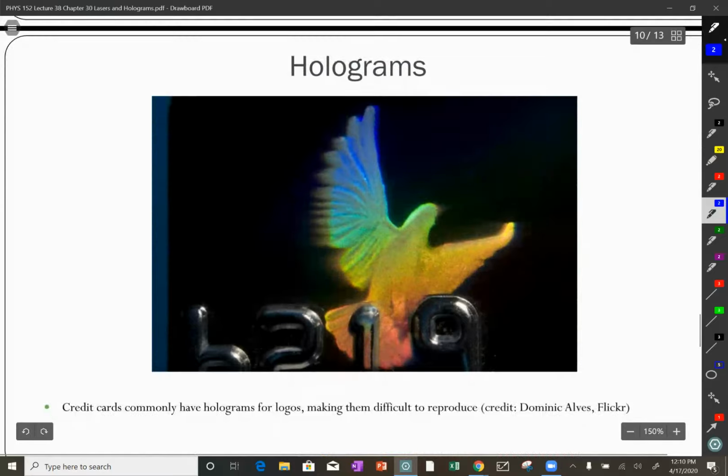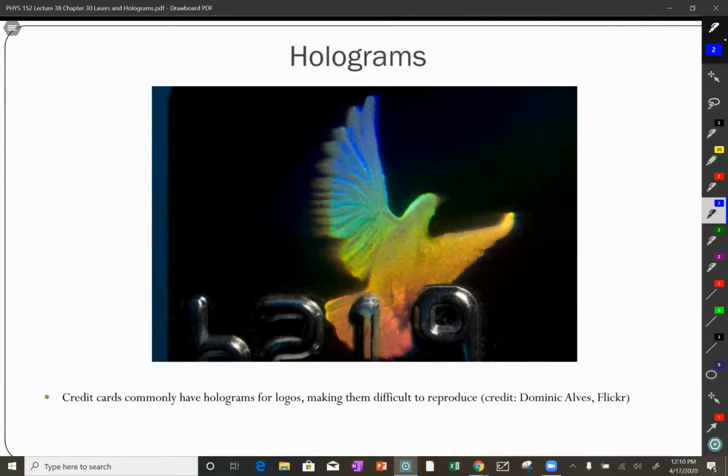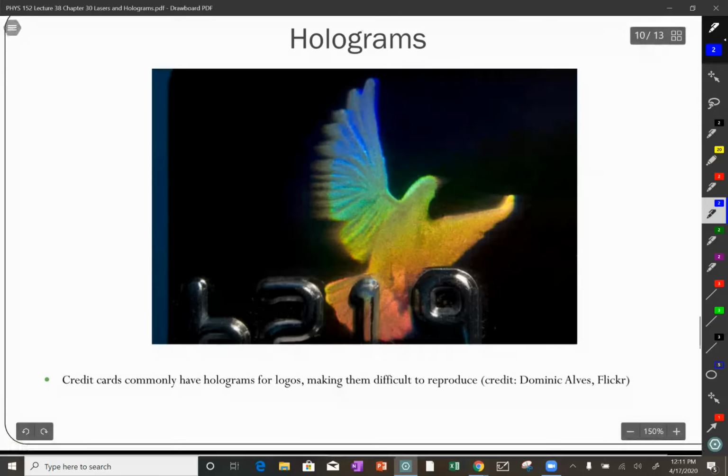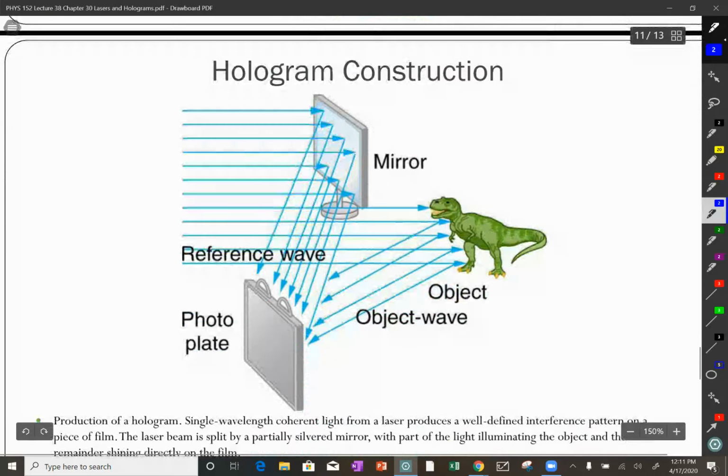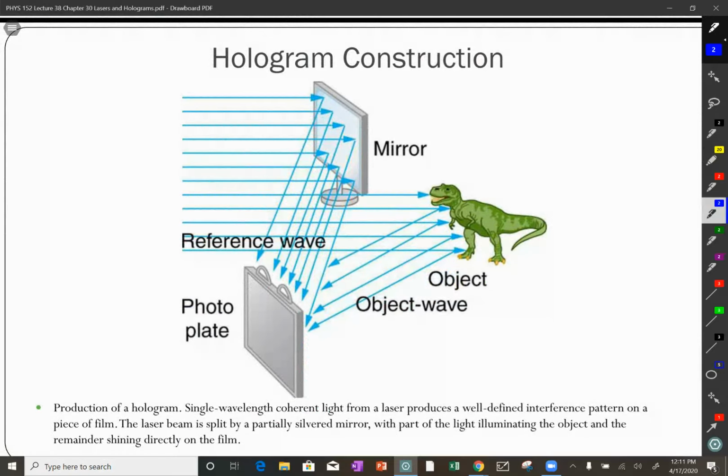Another example of lasers is in holograms. So this is an example of what you see on a credit card, a little hologram of a bird. I think it's a dove, but I don't know. So let's look at how holograms are made. There are different types of holograms, and this is the only one we're looking at.